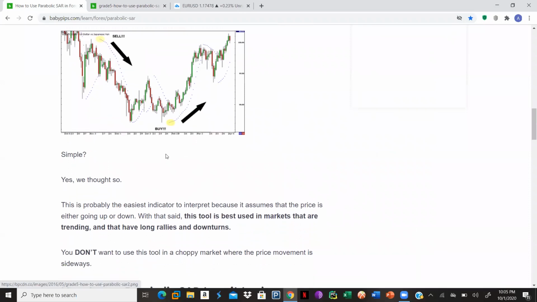Since it's up and down only, nothing more is needed. So this is probably the easiest indicator to interpret because it assumes that the price is either going up or down.